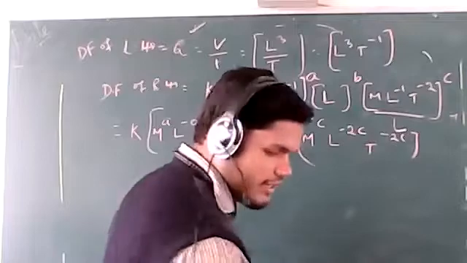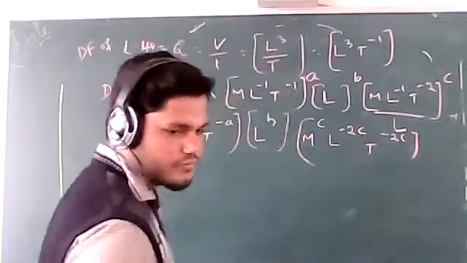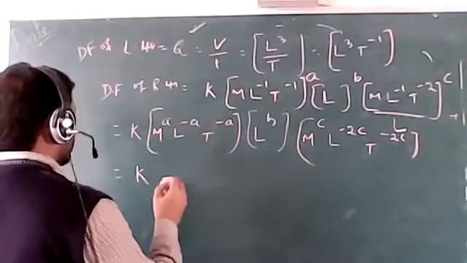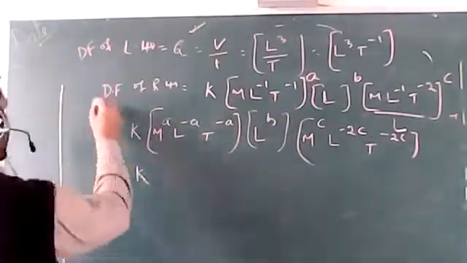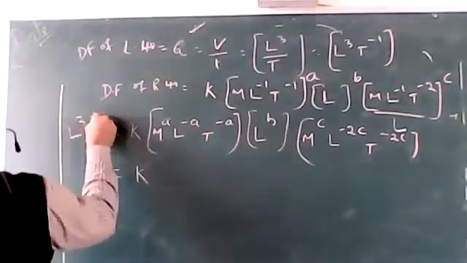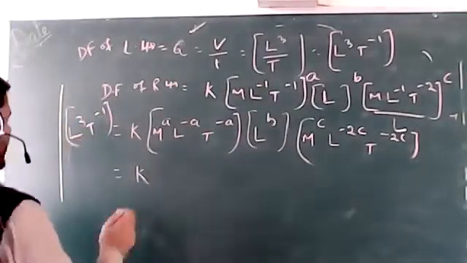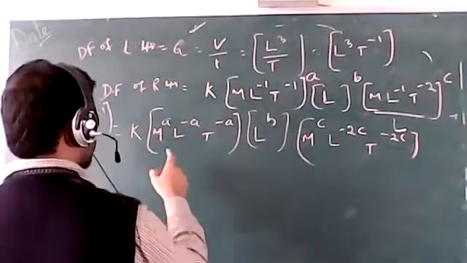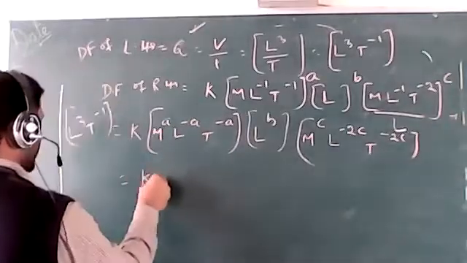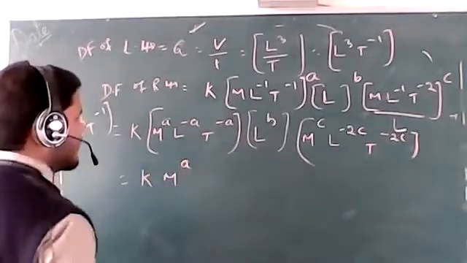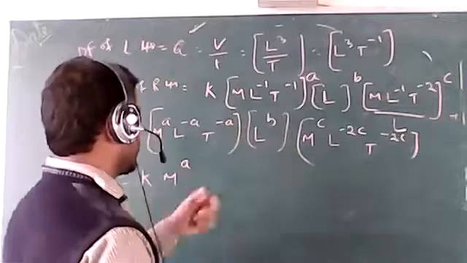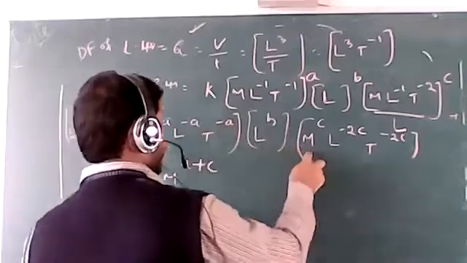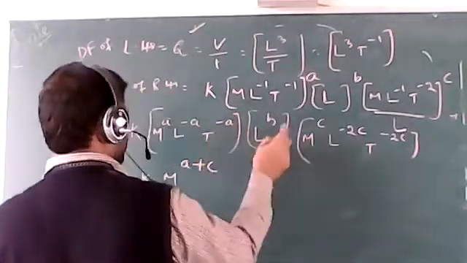RHS. Okay, so then just see that, K into... if you equal it, LHS means how much? L^3 T^-1. If you equalize both the things, then what will happen? Here M will be M to the power a. If you add, then a plus c, because here also the base M is there, same base. So you can add the powers: a plus c.